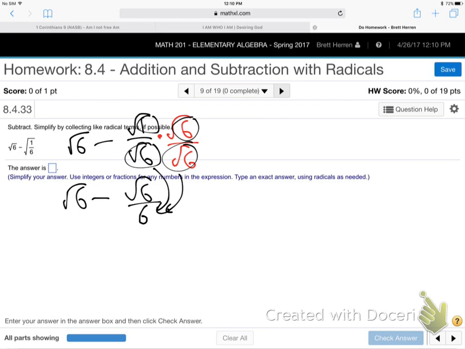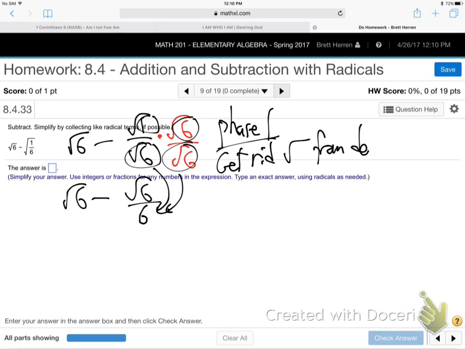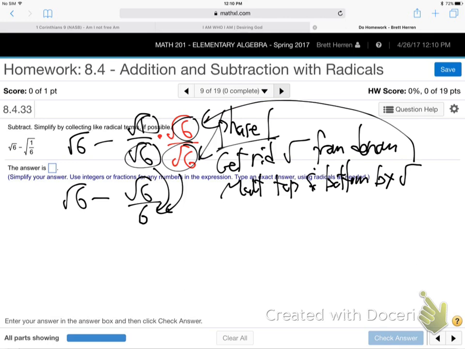So let me give it to you in two phases. Phase 1 we just finished. Phase 1: get rid of the root from the denominator. We can't have a root in the denominator. You multiply top and bottom by the root. That's what I did, right? Top and bottom by the root.